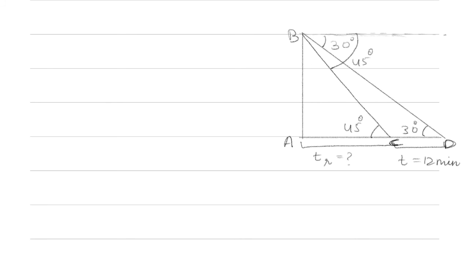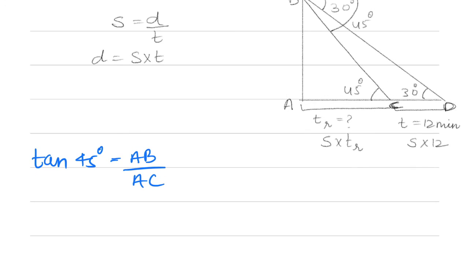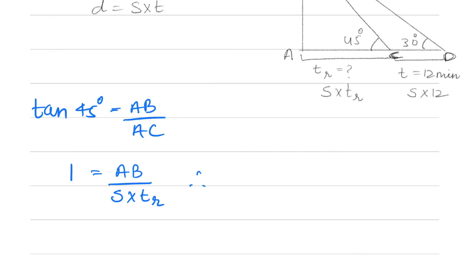We know speed is equal to distance by time. So distance is equal to speed into time. So this distance would be speed into TR, and this will be equal to speed into 12. Tan 45 degrees is equal to AB by AC. Tan 45 degrees is 1. This is equal to AB by speed into time taken. Therefore, AB is equal to speed into time taken to reach the tower.